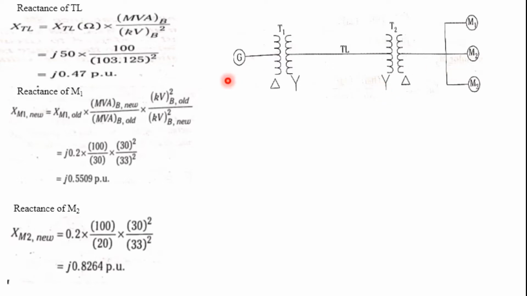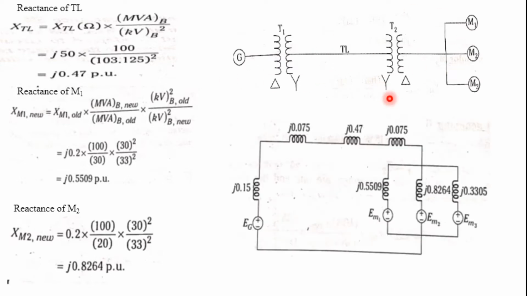Draw the reactance diagram based on the one line diagram. This is the generator reactance plus source EMF, transformer T1, this is the transmission line, this is transformer T2. Motors M1, M2 and M3 are connected in parallel. This is M1, reactance and source EMF, reactance and source EMF, reactance and source EMF, connected in parallel through a common ground. This is how we need to solve the numerical.